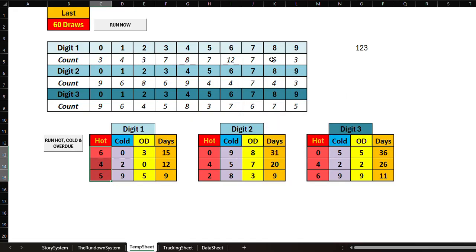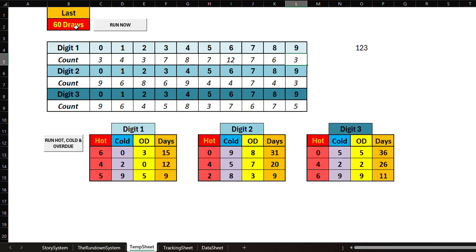This is only in the first digit, so 6 came out 12 times, 4 came out 8 times, and 5 has come up 7 times. But then you see several other digits that came up 7 times. But this gives you the idea. The cold numbers are the 0, 2, and 9. 0 came up 3 times, 2 only came up 3 times, and 9 came up 3 times.